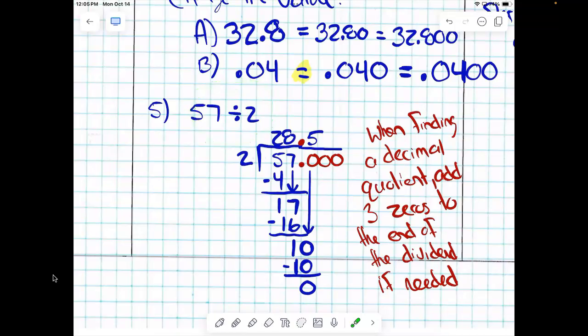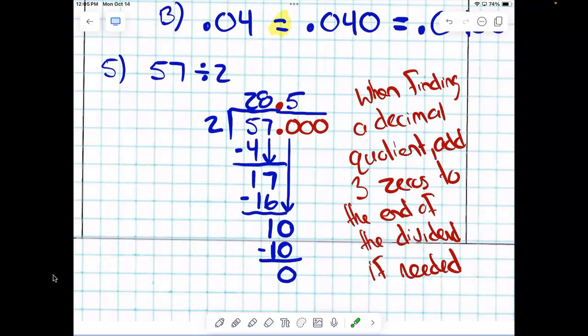Okay. 57 divided by 2. Mr. Pottinger asked me to get a decimal quotient, yes? Yes. So when I did this problem, I did 57 divided by 2, right? Yes. I got all of this work right here. And then I got to one leftover number, and I didn't have anything else. So I can't do a remainder. I can't do a mixed number.